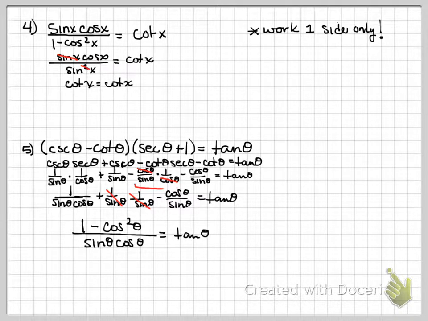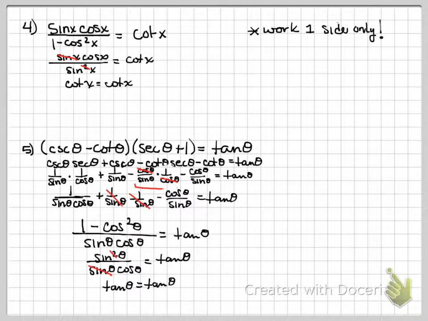And again, there's that 1 minus cosine squared theta, so I can substitute sine squared theta over sine theta cosine theta equals tangent theta. Cross off to simplify, and that leaves me with sine over cosine, which is my tangent. Okay, there's number 5. Let's move on to number 6.